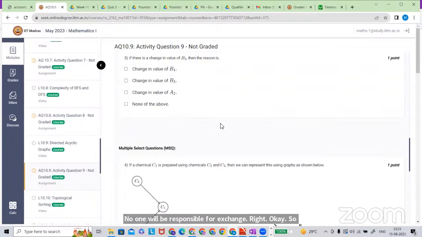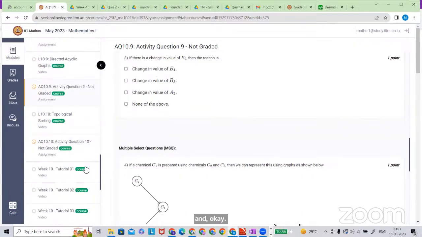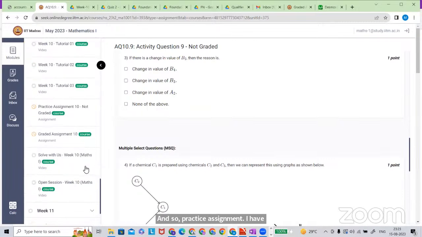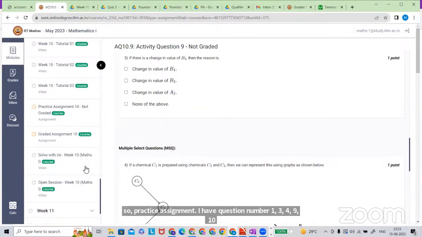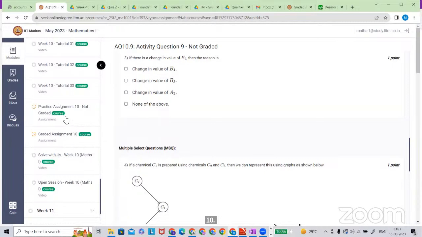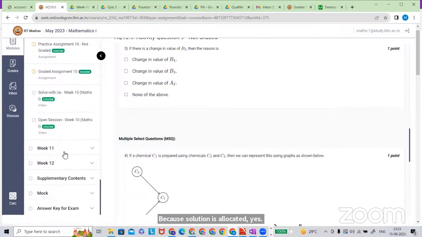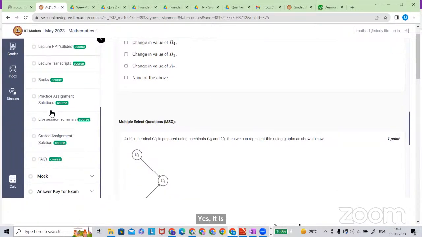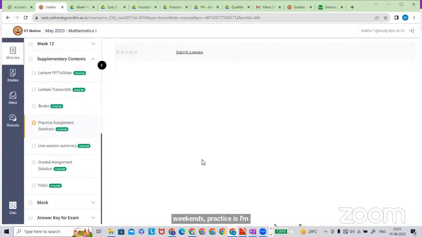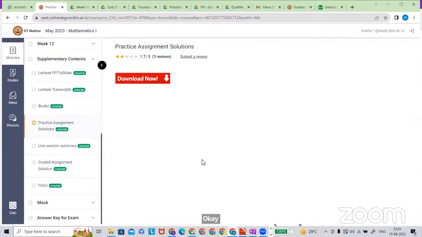Answer practice assignment questions 1, 3, 4, 9, 10. I will suggest you go with the solution, because the practice assignment solution is already uploaded. It is in the supplementary content, the week 10 practice assignment solution is already there. Okay, I'll refer to it, and if I still have a problem, I'll attend tomorrow's session. Thank you, sir.